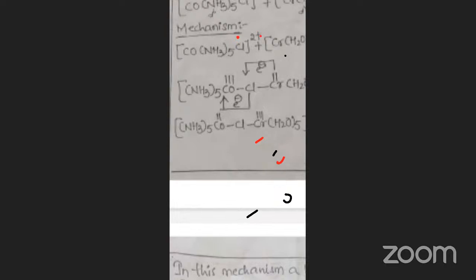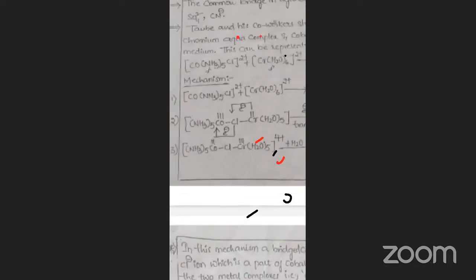Okay, here the pentamine chlorocobalt complex has a +3 charge, and the hexa aqua chromium complex has a +2 charge. ఇక్కడ చూడండి. After the electron transfer, the pentamine aqua complex and the penta aqua chloro chromium complex are formed. చూడండి ఇక్కడ different. ఇక్కడ means here, in the chlorine place there is now aqua.